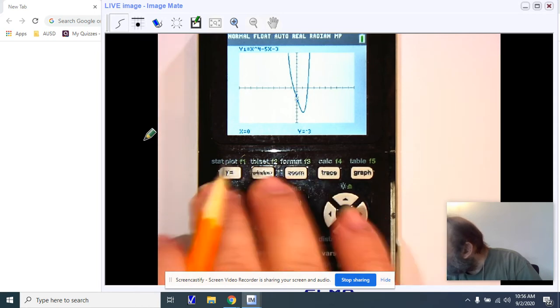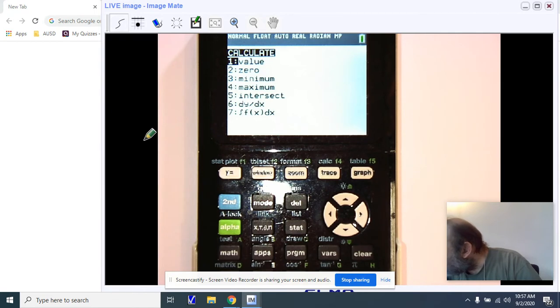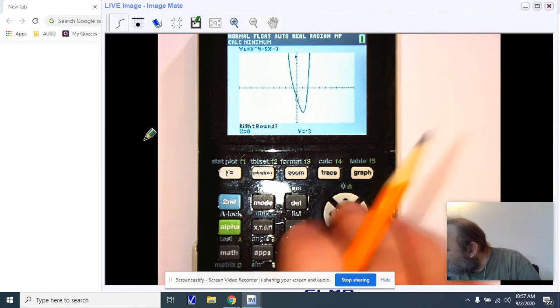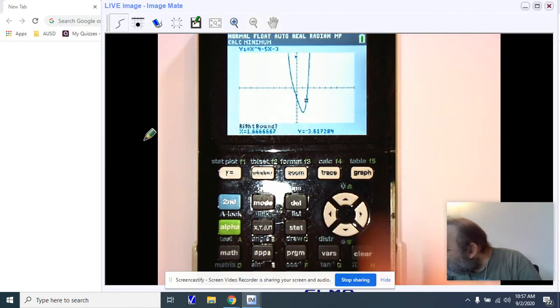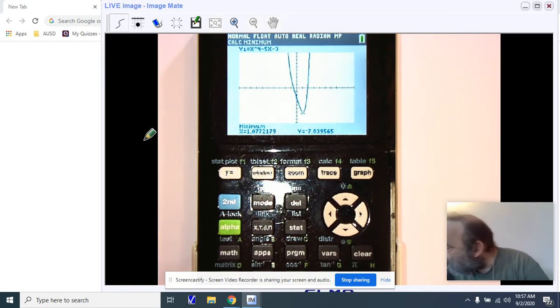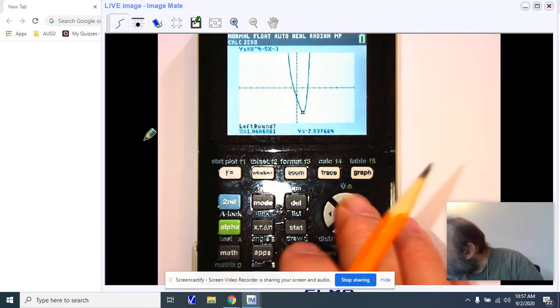To find the relative extrema, the minimum here, we're going to find minimum. That's 3. And once again, we want to be above and to the left. Hit enter. And then above and to the right, hit enter, followed by enter. We're going to want to write this entire point down on the graph that we've made: 1.0772179, comma, negative 7.039565.